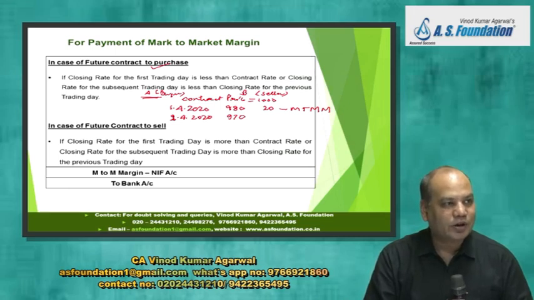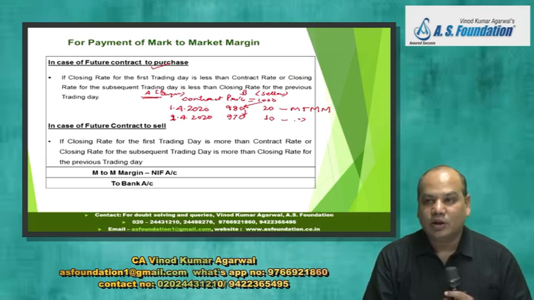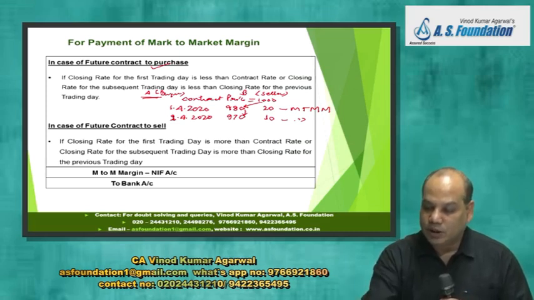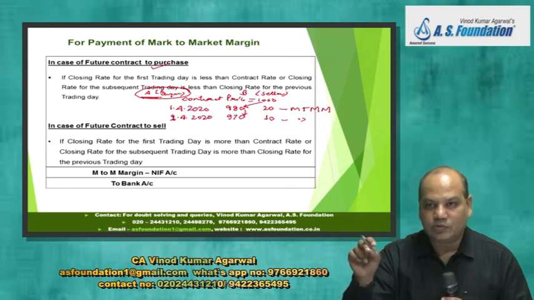Again we are losing or gaining. But now you will compare with which date? 980. This difference we have already paid. Now we will pay this difference, 10 rupees. So Mr. A will pay 10 rupees mark to market margin. Is it right? The buyer of the future will pay mark to market margin when price will fall.